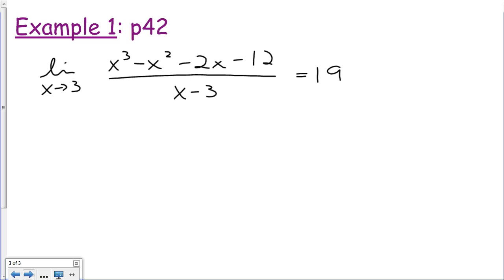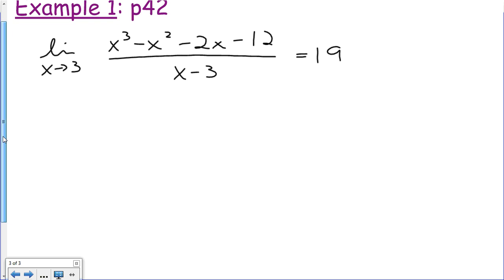You'd have 3 cubed minus 3 squared minus 2 times 3 minus 12. If you calculate that out, you'll get 0. Okay, 27 minus 9 minus 6 minus 12 gives me 0. So the fact that I find a 0 in the numerator tells me that I have found not only one of its zeros obviously, but it's also one of its factors. So what I want to actually do is factor out the x minus 3. And I'm going to use synthetic division here to help us see how to do that.